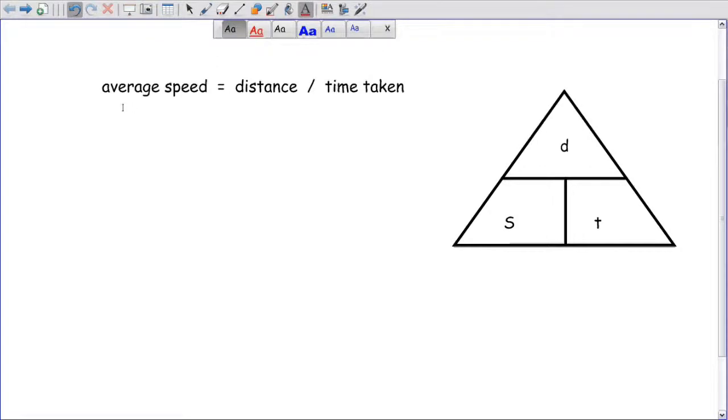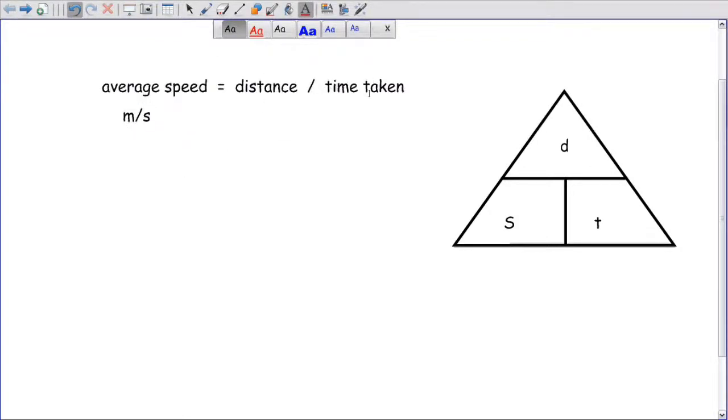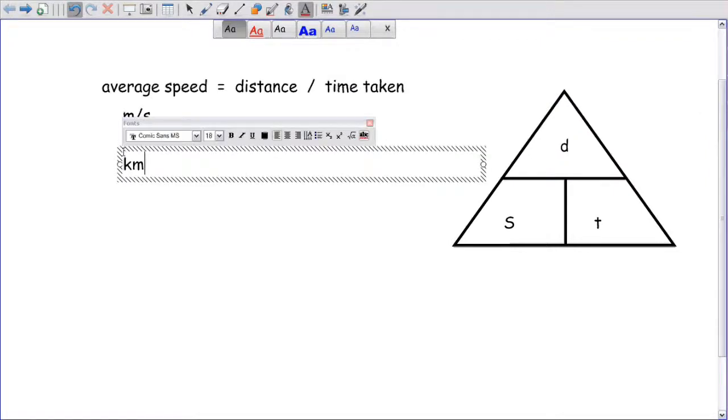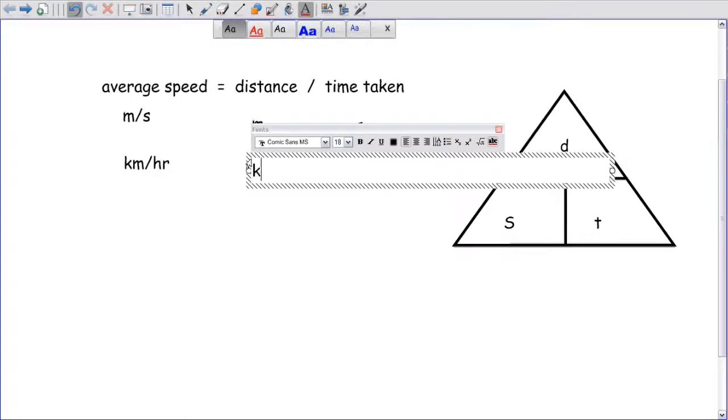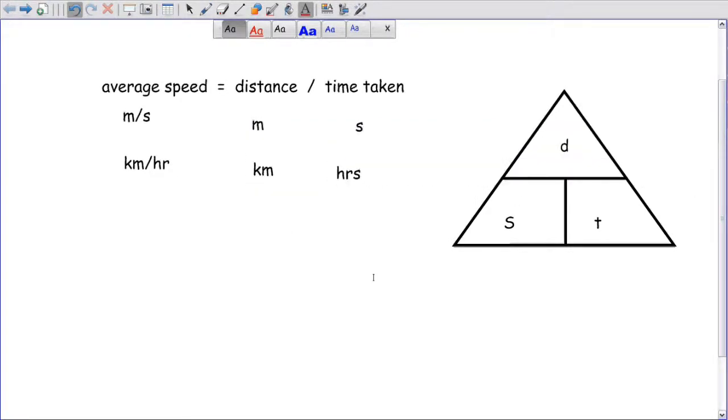Moving on then. Average speed is usually measured in meters per second, but it depends on what you measure your distance and time in. If you're getting your average speed in meters per second, then your distance should be in meters and your time should be in seconds. If you want it in, for example, kilometers per hour, then your distance should be logically in kilometers and your time should be in hours.